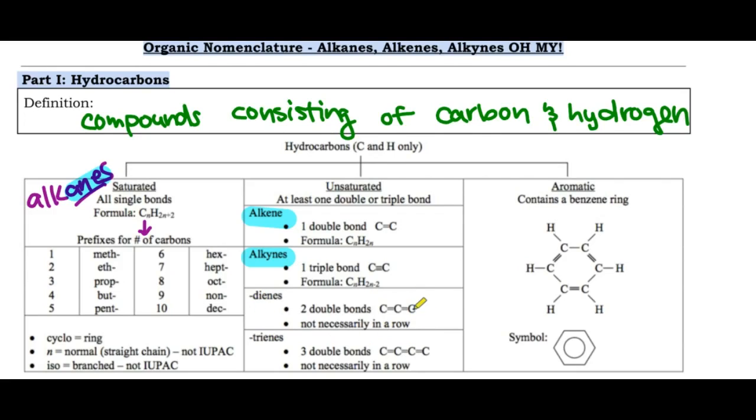If we have 2 double bonds in our hydrocarbon, then it's known as a diene, but it's not limited to having those 2 double bonds in a row. As long as you have 2 double bonds in the whole entire compound, you would have a diene, 2 enes, 2 double bonds. If you had 3 double bonds in your organic compound, not necessarily consecutively one after another, now you have trienes. You have 3 double bonds.